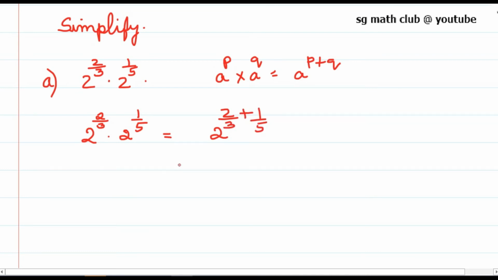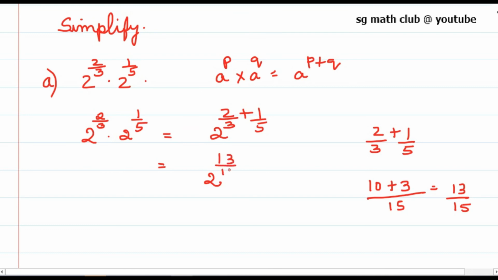Now I need to simplify 2 by 3 plus 1 by 5, so I will do it separately. You need to take the LCM since the denominators are different. LCM is 15. What should you multiply with 3 to get 15? 3 5s are 15. Same thing you have to multiply in the numerator also. So 2 5s are 10, plus what should you multiply with 5 to get 15? 3. So 5 3s are 15. Same number you have to multiply in the numerator also. So 1 3s are 3. So you have 13 by 15. So the answer for this is 2 to the power of 13 by 15.